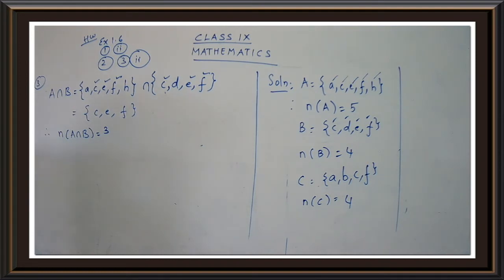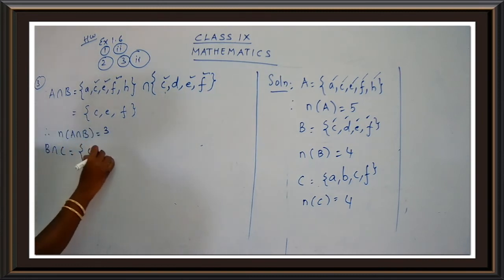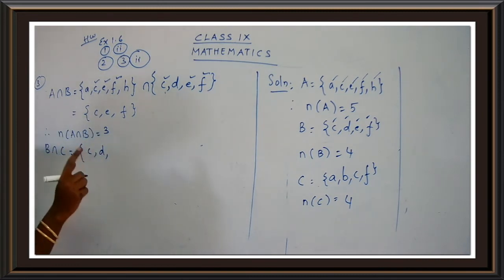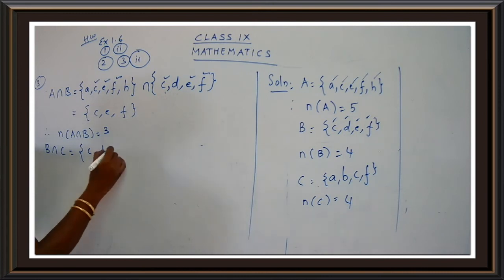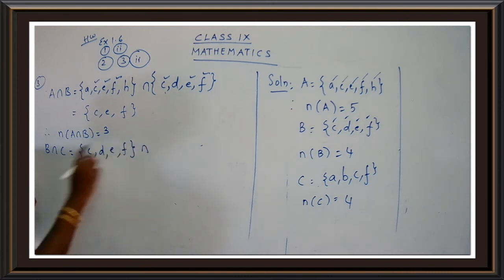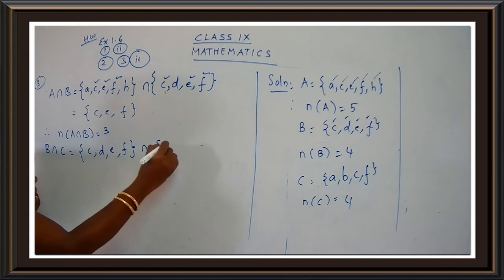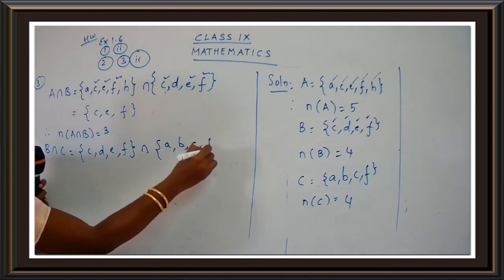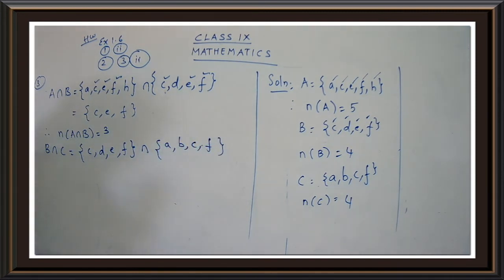Okay, have you taken down? Yes. So we have found for A intersection B. Now let's go for the next one. What is the next thing you're going to find out? B intersection C. So take down B intersection C. What is B? C, D, E, F intersection. What is C? A, B, C, F.